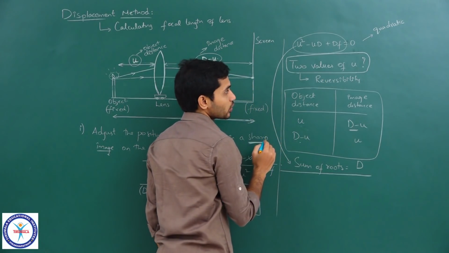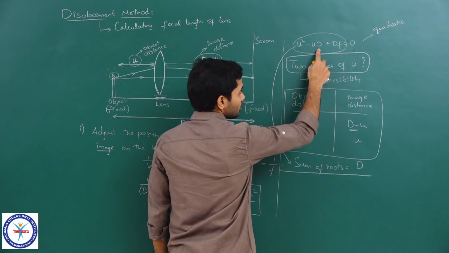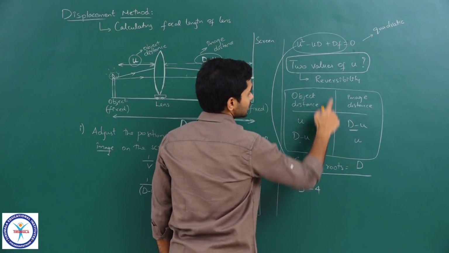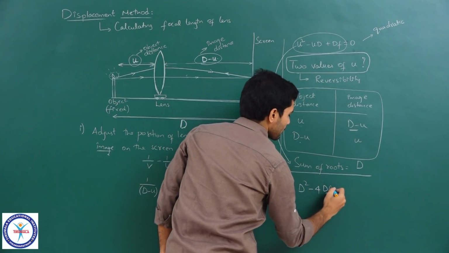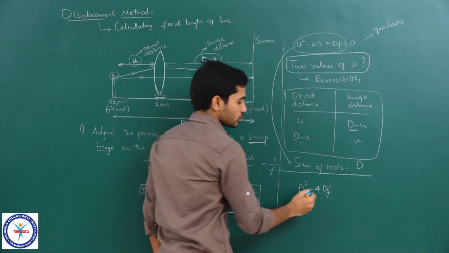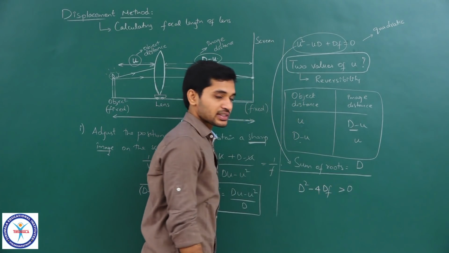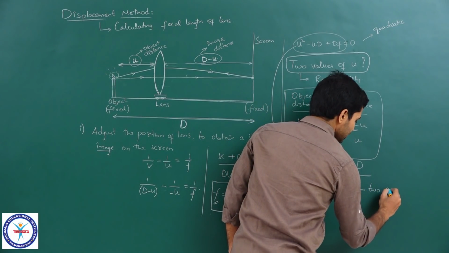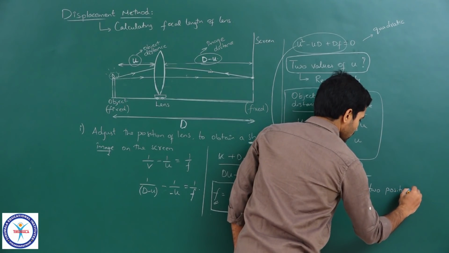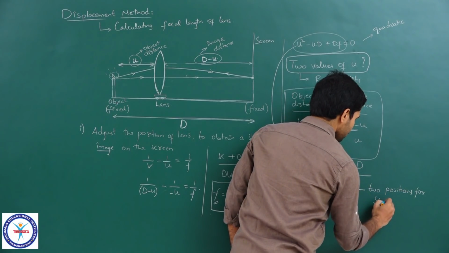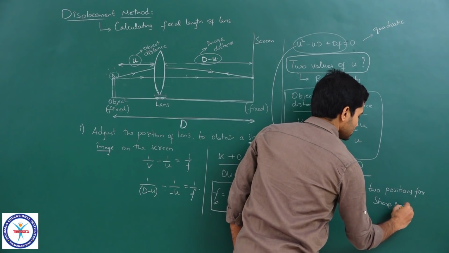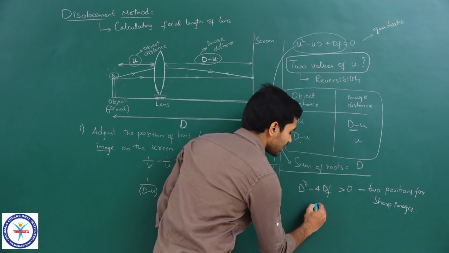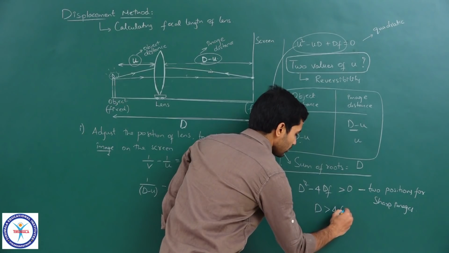What is the discriminant of this equation? B square minus 4ac. B square is d square minus 4, a is 1, c is df. Correct? This is the discriminant of the equation. So, this should be greater than 0. When this is greater than 0, I will get two real roots, two positions for sharp image. So, if you simplify this, you can see that d and d get cancelled, and you will be getting the condition as d greater than 4f.